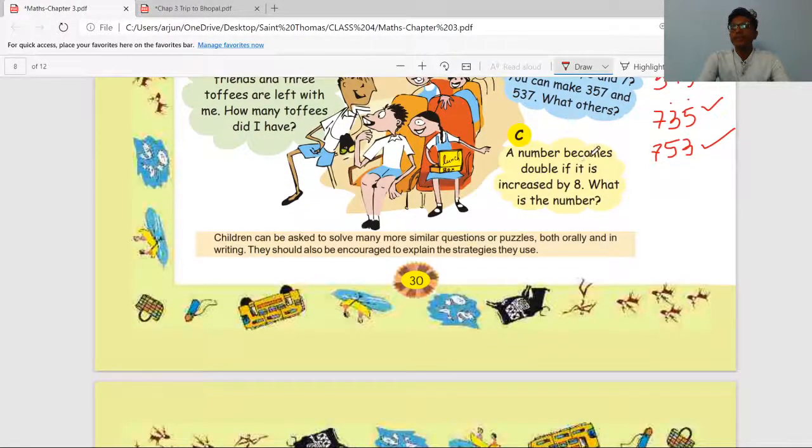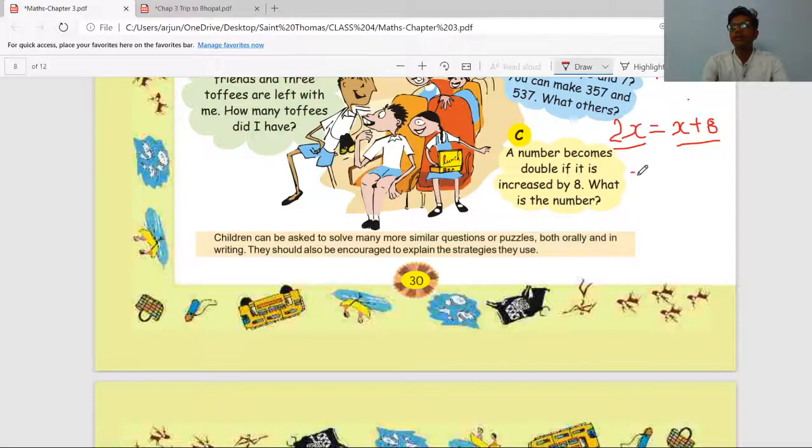Puzzle C. A number becomes double if it is increased by 8. So what is asked here? Let's assume that number is x. A number becomes double if it is increased by 8, that is, x plus 8. Okay, this is what is given. The number becomes 2 times the number if it is increased by 8. So we have to find that number.